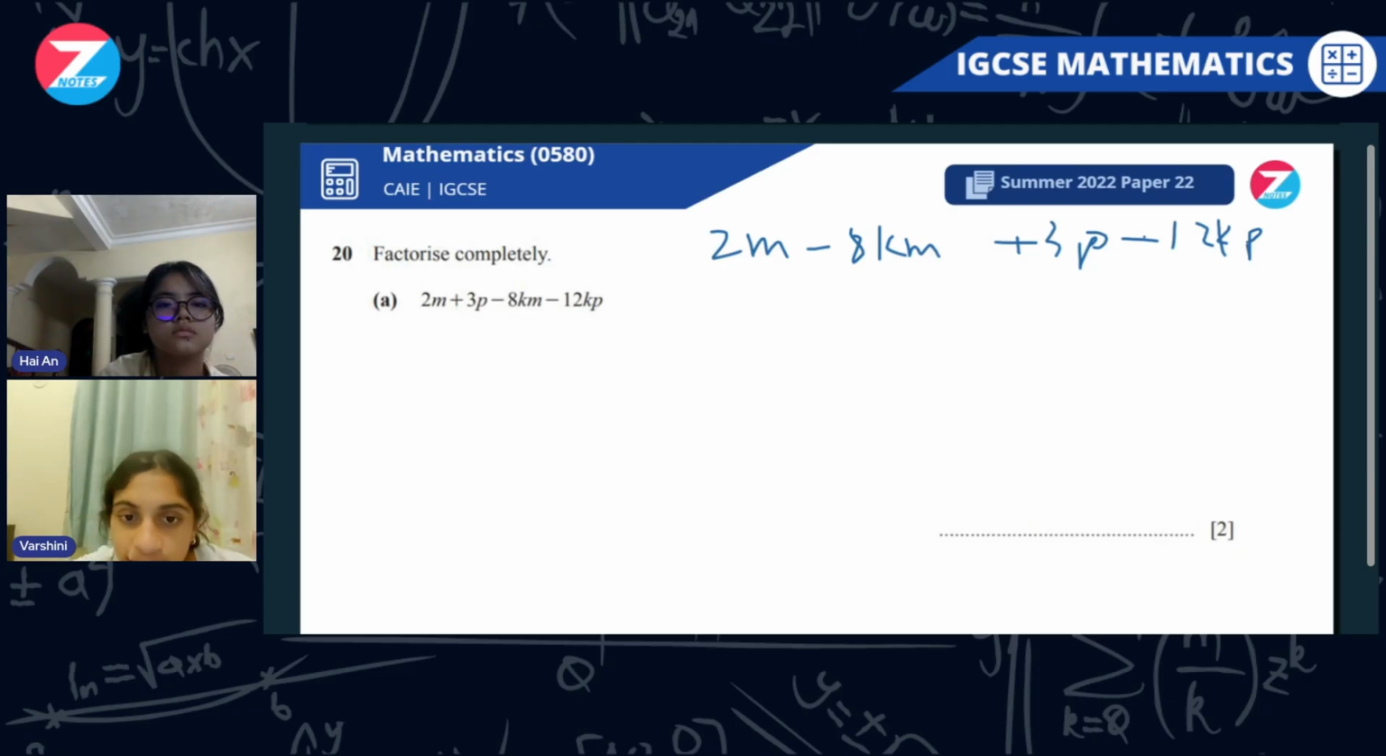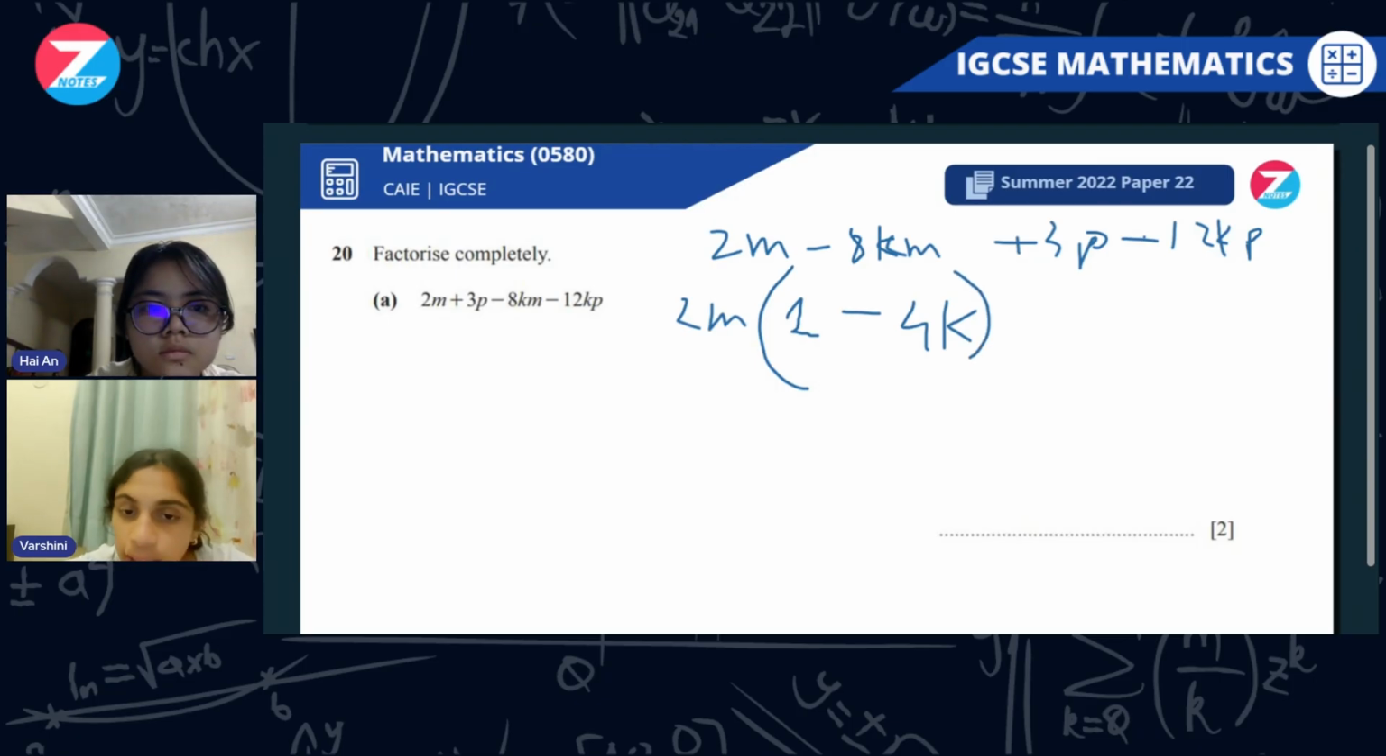Okay, so now that we have these two m terms, we can take the common multiples out. So we know that 2 into m is going to go once into m, and we also know that 8 is divisible by 2, and m is also divisible by m. So we can take 2m out over here, and 2m into 1 is equal to 2m, minus, and if we take 2m, 2 will go 4 times into 8, and m will go once into m. So that's going to give us 4k, what we have remaining after we've divided 8km by 2m.